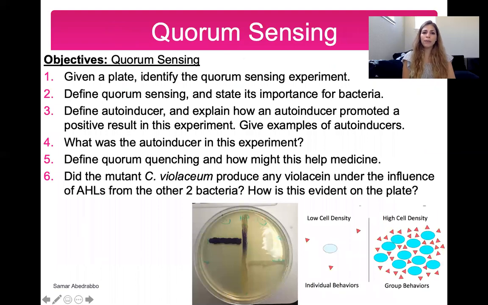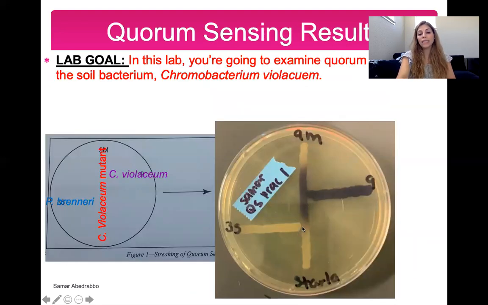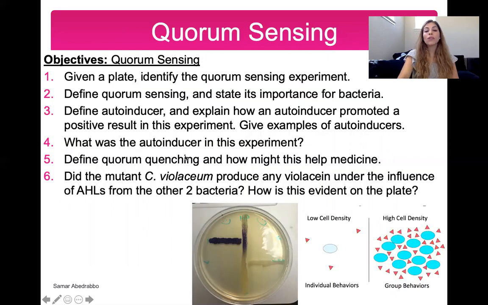So what I want you to know from this lab is to identify the quorum sensing experiment if you were given this plate, so to know that this plate was demonstrating the quorum sensing experiment. Define quorum sensing and its importance for bacteria. Define autoinducer. Remember, autoinducers are signaling molecules. Give examples. We talked about garlic, cranberry juice, grapefruit juice. What was the autoinducer in this experiment? Go back and listen to what I said. Did the mutant Chromobacterium violaceum produce any violacein under the influence of AHLs from the two other bacteria, and how is it evident? It did, if we look at the plate, and it's evident because we see the purple color forming. And then I want everyone to go back and learn about quorum quenching and what this means, so how we stop quorum sensing and how this could affect medicine in the future.